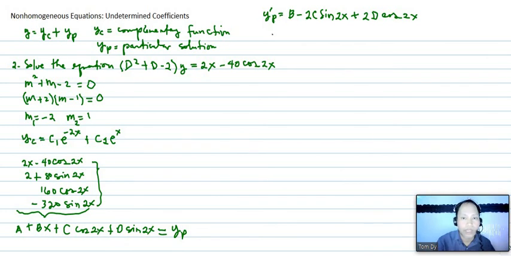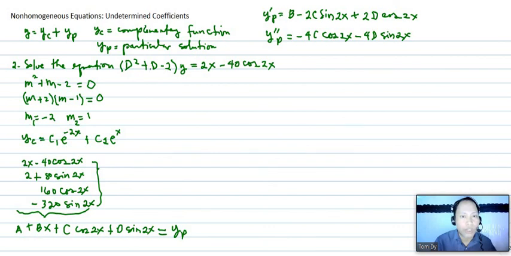So first derivative, this time second derivative. We have y double prime of p, which is equivalent to this one becoming 0. The derivative of sine is cosine, 2 times 2 is 4, so negative 4c cosine of 2x. The derivative of cosine is negative sine, so negative 4d sine of 2x.